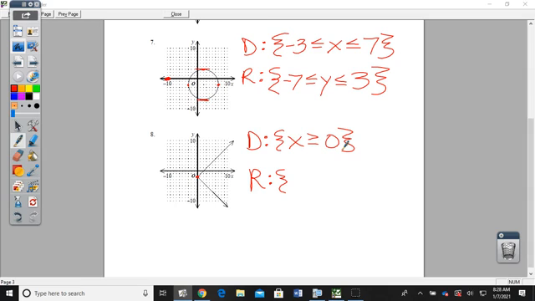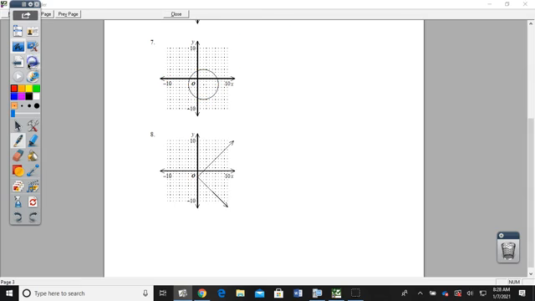What would my range be? How far down does it go? Forever. Okay. Arrow means it goes forever. How far up? Forever. All real numbers. Everybody good? Rocking and rolling. All right.